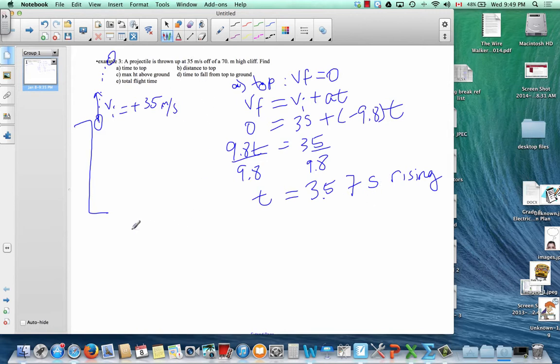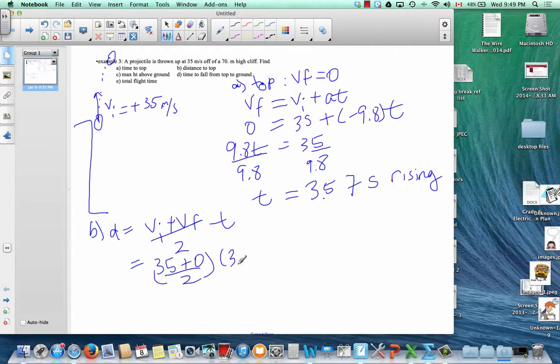Now the distance to the top, that's next. We could just use the displacement equation. I'm just going to, for a change, use average velocity times time. Because, of course, the initial speed's 35, the final is 0, because we're momentarily at rest at the top, and then the rising time is 3.57 seconds. So if you work that out, 17.5 times 3.57, it's 62.5 meters of rise.